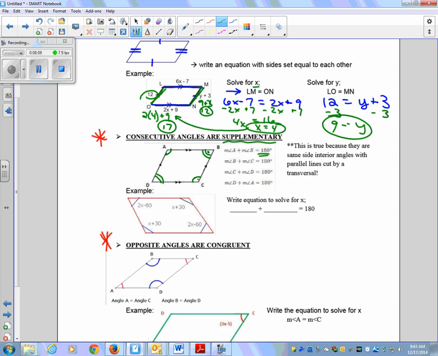Now, if we know that this is a parallelogram, you can think of it as two parallel lines cut by a transversal. What kind of angles are these two angles?